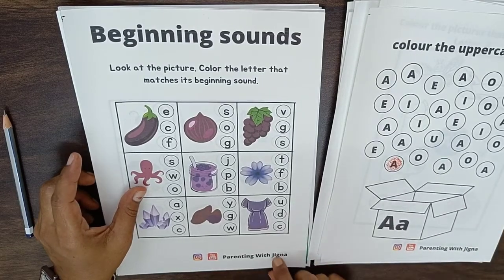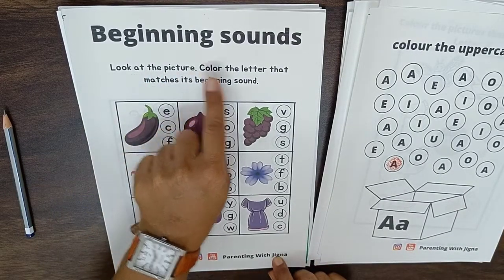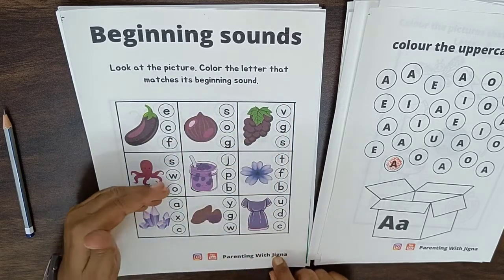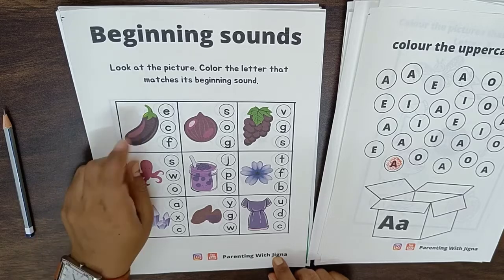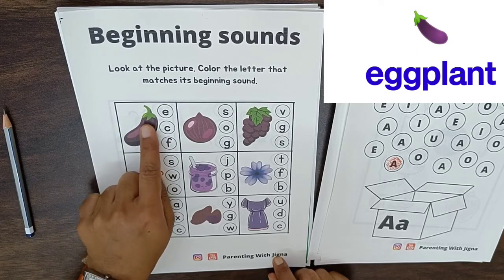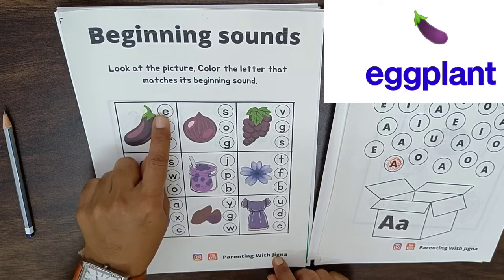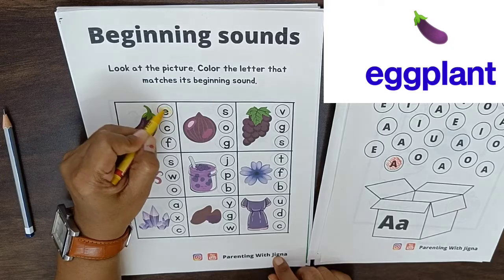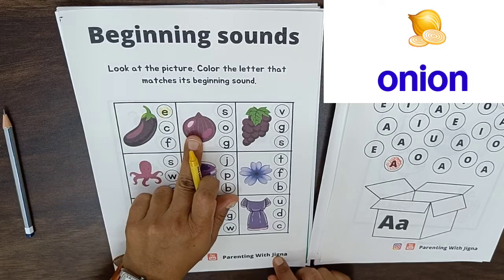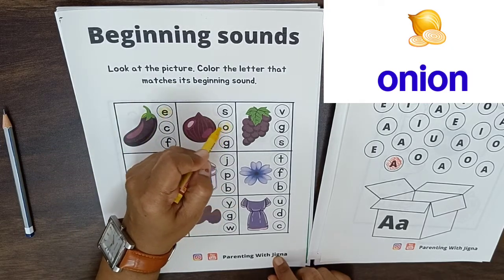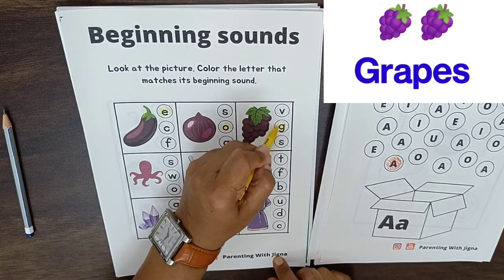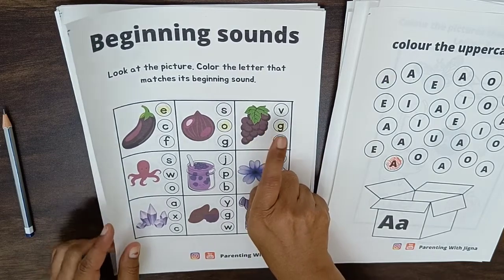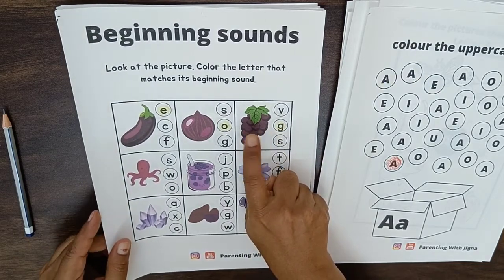Now next comes, look at the picture. Color the letter that matches its beginning sound. Beginning sound means the sound with which the object will start. Like here is eggplant. So E will be the letter which we need to color. Like this, onion. So we will color O. Grapes. So we will color G. Like this, you can ask them to recognize the picture and color the letter with the beginning sound.